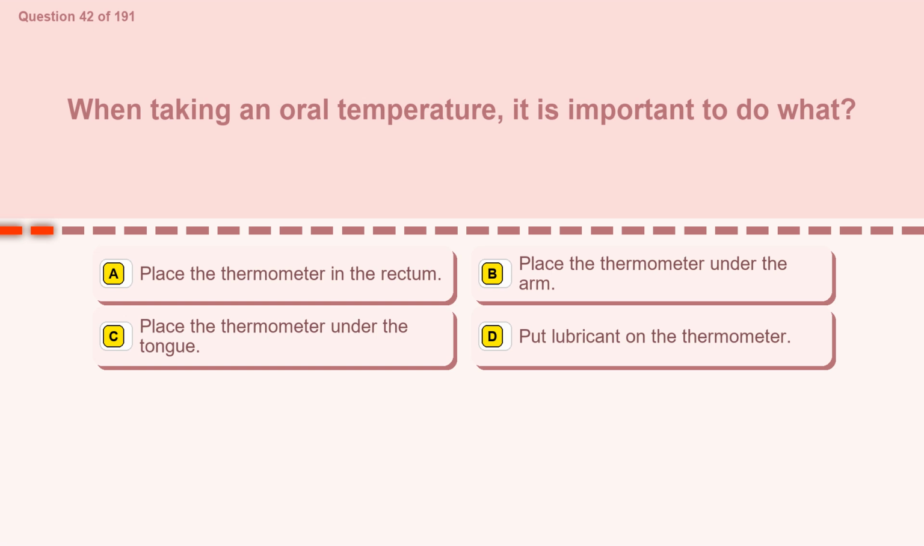Question 42. When taking an oral temperature, it is important to do what? Option A. Place the thermometer in the rectum. Option B. Place the thermometer under the arm. Option C. Place the thermometer under the tongue. Option D. Put lubricant on the thermometer.